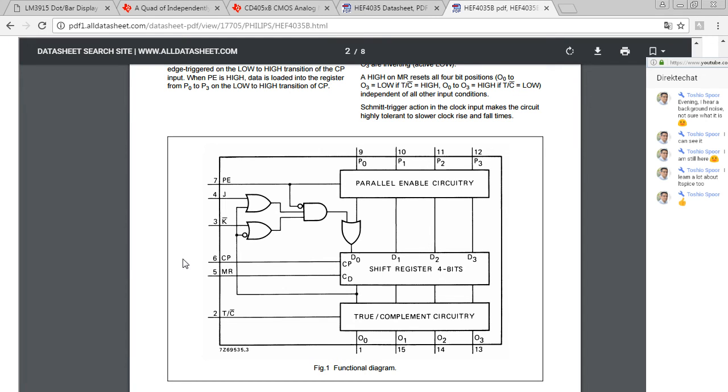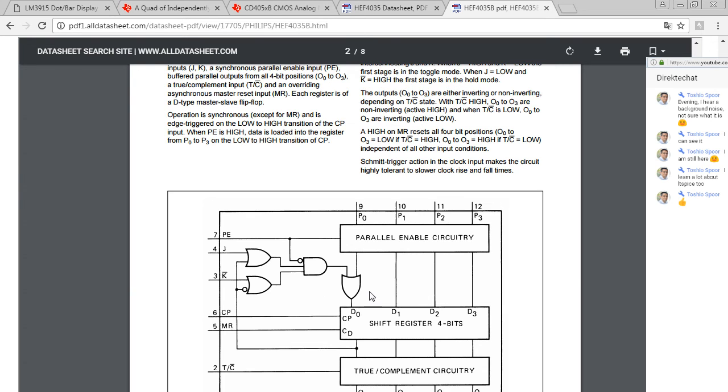The clock pulse that I was talking about comes in here. So I was hoping it had an enable, but it doesn't, so we have to gate it. And there's a clue there, look, Schmitt triggered action. Interesting.